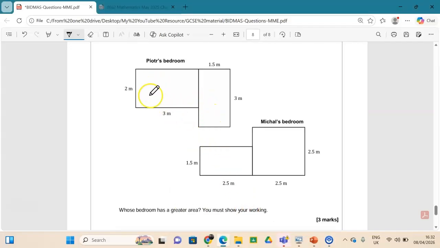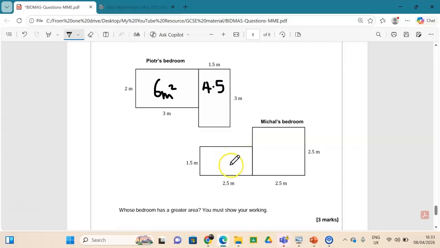Now we can see the dimensions here. This is 2 times 3. So for this space, the area will be length and breadth, 2 times 3, which is going to give us 6 meters squared. And this other side will be 3 times 1.5, and 3 times 15 is 45, so that will be 4.5.